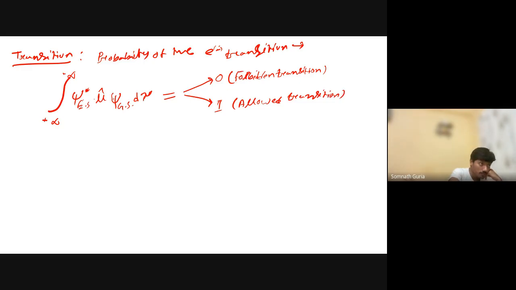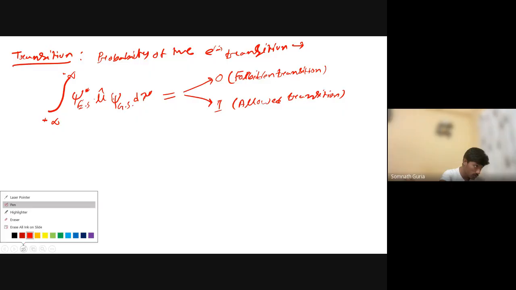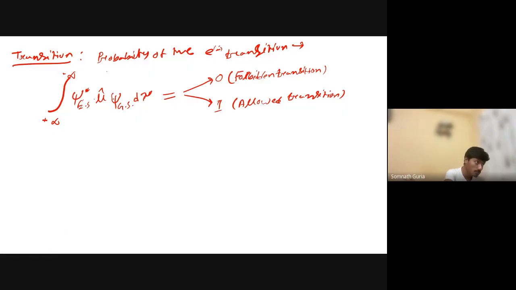Okay, allowed transition and forbidden transition. So how this term actually comes, why one transition is allowed or forbidden, actually depends on which part is associated with this mu value. This is the major part which defines whether my transition is allowed or not.